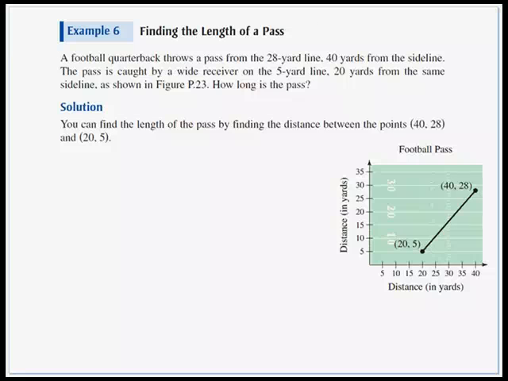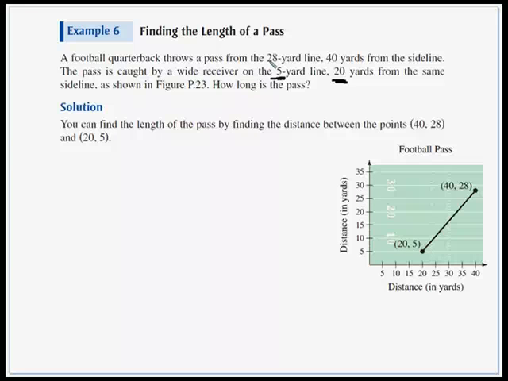Here's just like a little application of the distance formula. A football quarterback throws a pass from the 28-yard line, 40 yards from the sideline. The pass is caught by a wide receiver on the 5-yard line, 20 yards from the same sideline. And what they gave us here are some coordinates. So here is 20, 5. That's our point. Here is the sideline and the distance in yards.